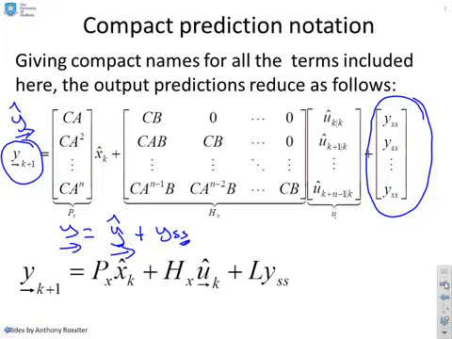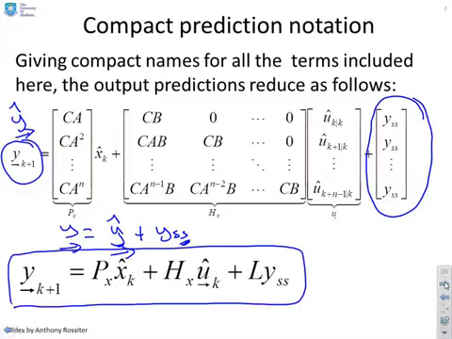Okay, having done that, you find that the future predictions have this very simple form down here. Now, the definitions of Px and Hx and everything were covered in the earlier video. The key difference is that we're adding on this LYSS.